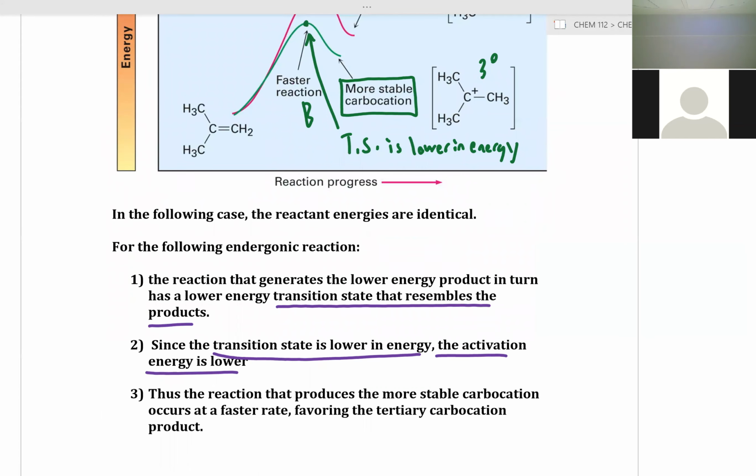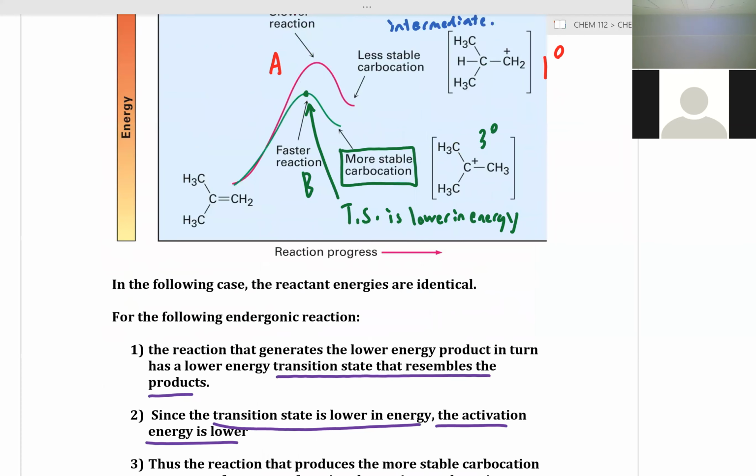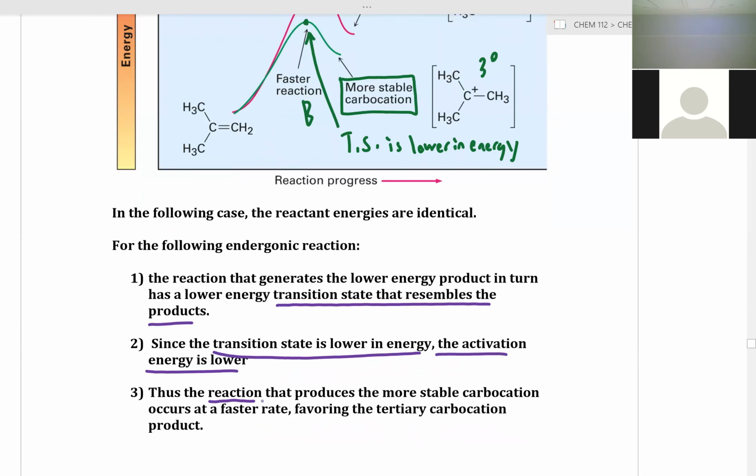Thus, what we can conclude from this picture comparing the two reaction pathways for a primary and tertiary carbocation is that the reaction that produces the more stable carbocation occurs at a faster rate, and that in turn favors our tertiary carbocation derived product. Does this idea make sense?